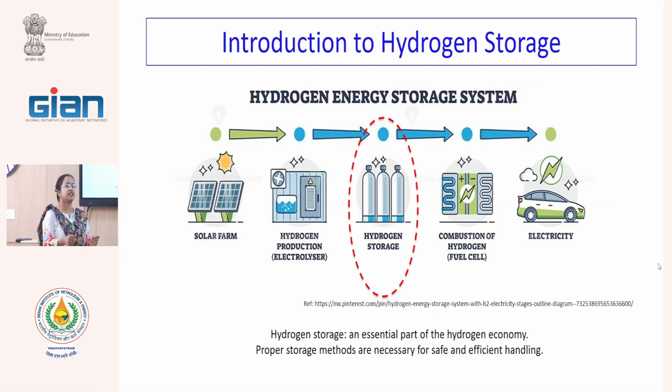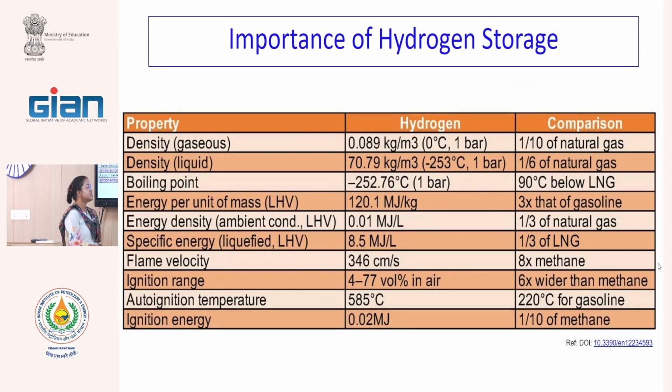Now, for application, to generate the electricity from the hydrogen, hydrogen is nothing but a fuel here. So, to generate the electricity, we need a fuel cell. Now, the storage of hydrogen is particularly very challenging, and we are going to see why it is challenging. We all know that hydrogen comes at the very beginning of our periodic table. That is why the density of hydrogen gas is only 1/10 of natural gas. It is very low. Even the liquid hydrogen also has very low density.